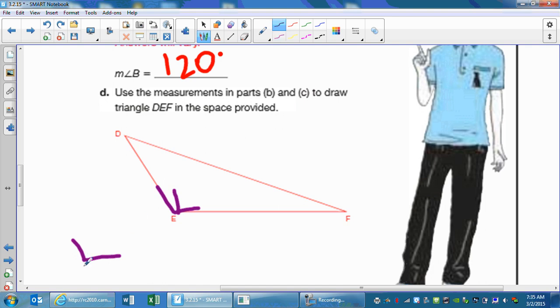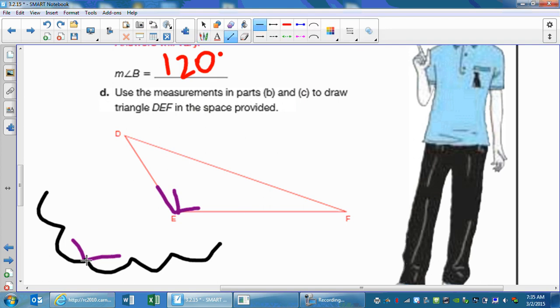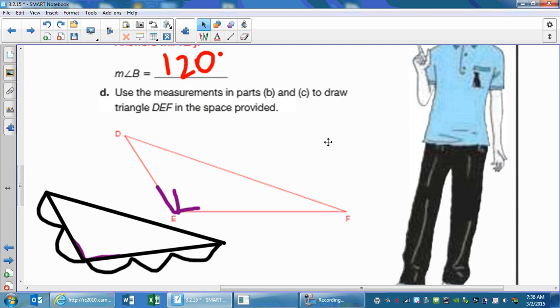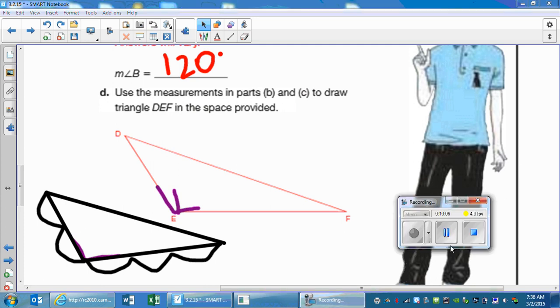Then you'll want to extend this side about 2 inches, and extend this side about 3 inches, and then you'll make your straight lines. And then label it DEF. Your last step will be to connect the D and the F. So go ahead and sketch your figure, press pause, press play when you're ready.